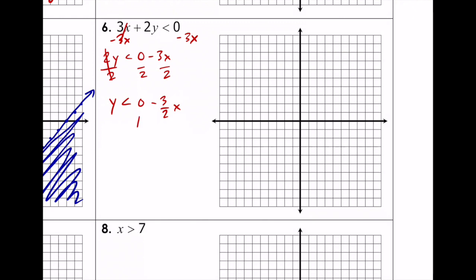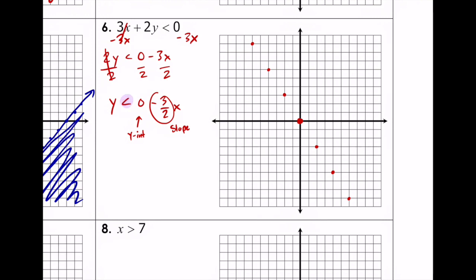All right. The 0 is our y-intercept. This negative 3 over 2 is our slope. We're going to put a dot at our y-intercept. That slope means to go down 3 and to the right 2. So we go down 3 to the right 2, down 3 to the right 2, and I can go the opposite way as well.